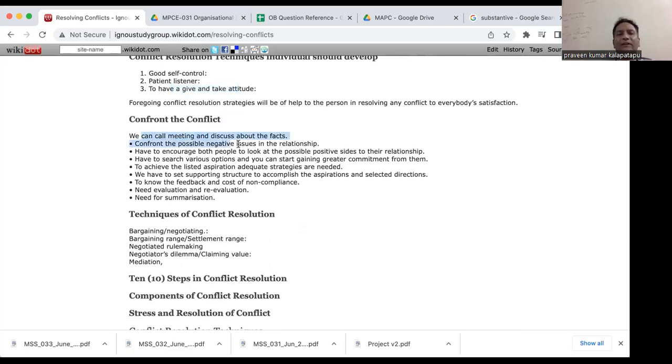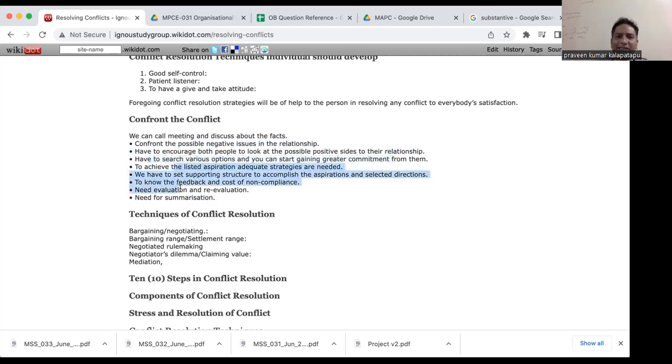Confront the conflict. So basically, you need to go and deal with the conflict to resolve it. If you don't deal with it, then you can't really solve it, right? So confront the possible negative issues in the relationship. You go and deal with that. Right? Encourage both people to look at the possible positive sides of their relationship. Even though you are uncomfortable doing all these things, it is something you really require to do. Search various options. You can start gaining greater commitment from them.